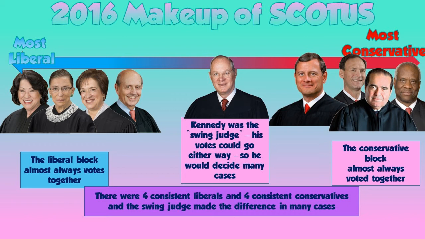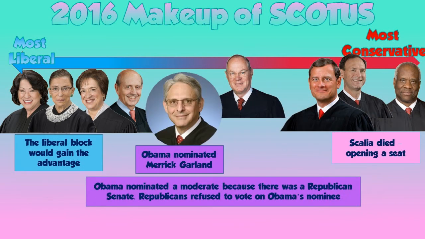And so swing judge has a lot of power, but this court was seen as very legitimate by both sides, by liberals and conservatives and all that. In the very beginning of 2016, Antonin Scalia died unexpectedly, and so there was an opening. Barack Obama still had a year to go in his presidency.